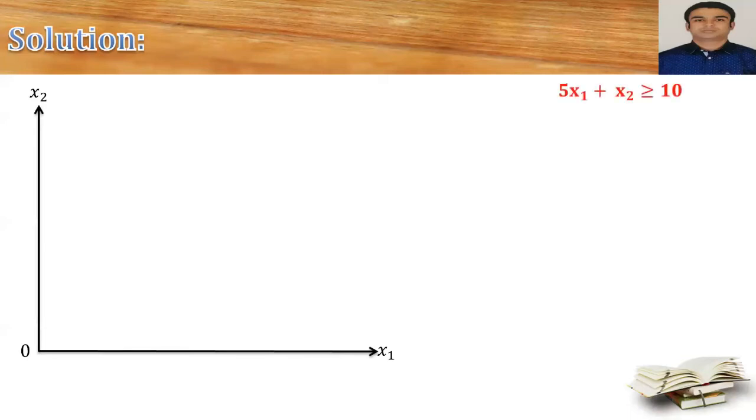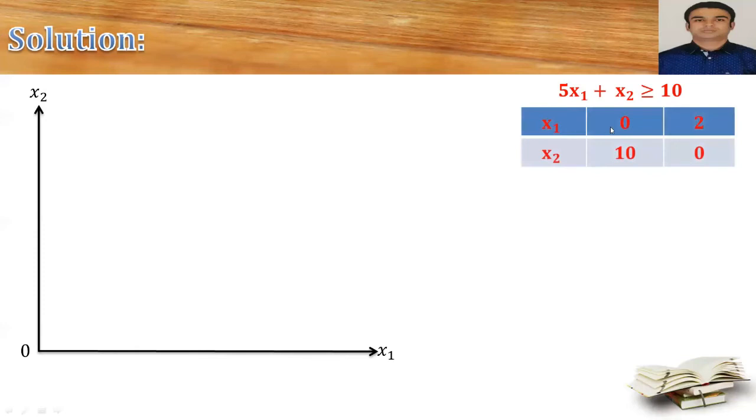Now find the points for the first constraint equation, 5x1 plus x2 greater than or equal to 10. If x1 is 0, then x2 is 10. And if x2 is 0, then 5x1 equals 10, which means x1 equals 2. So we determine the two points for the line 5x1 plus x2 equal to 10.